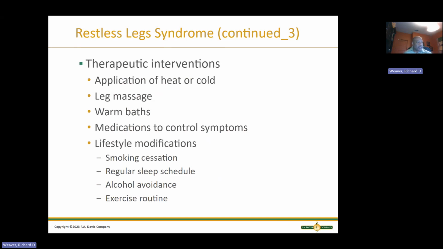Some lifestyle modifications: stop smoking, right? Regular sleep schedules, alcohol avoidance, as well as exercise routines may be helpful for these patients.